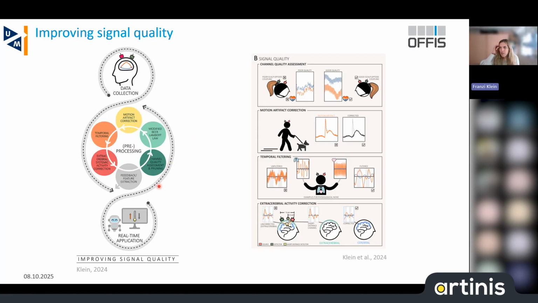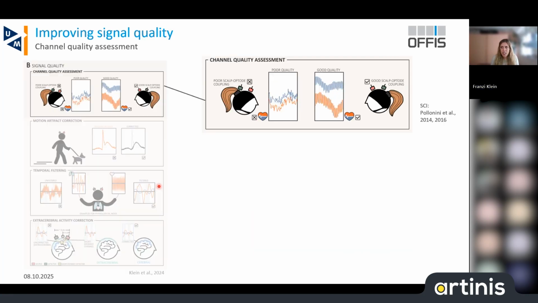So I will just briefly mention the main parts here, starting with signal quality assessment. Bettina was already talking about this. You can also just use this real-time data for monitoring or checking the signal quality. And one really good way of doing that is taking a look at the heartbeat.